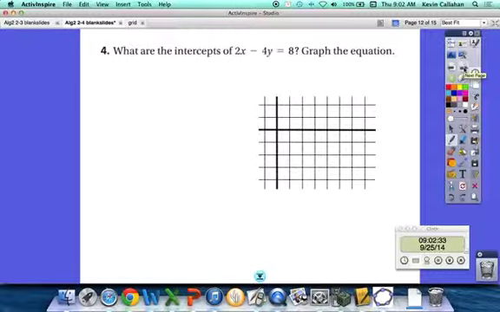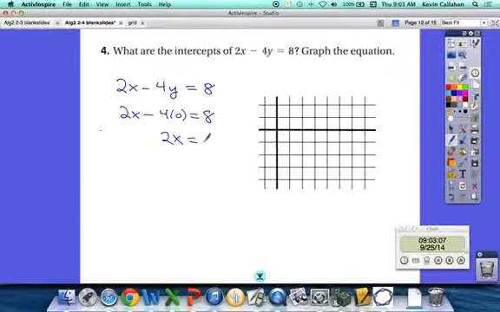Okay, so now, what are the intercepts of this line? 2x minus 4y equals 8. Graph the equation. Okay, let me write this here. 2x minus 4y equals 8. Right, again, how would I find the x-intercept? Substitute y equals 0, right? So 2x minus 4 times 0 equals 8. So 2x equals 8. So x equals 4, right?